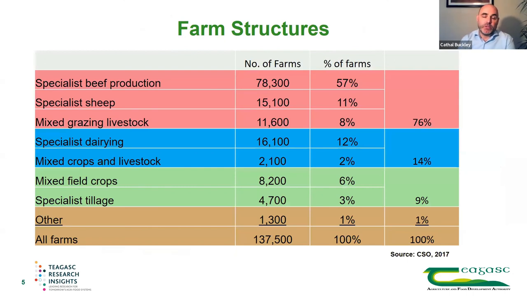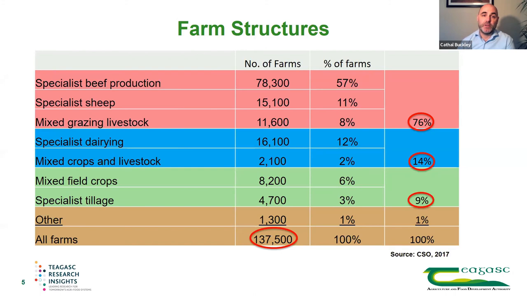Okay, in terms of farm structures, in the last farm structural survey in 2006, there were just above 137,500 farms registered in Ireland. The vast majority of them, in the red, fall into the livestock rearing category, rearing cattle or sheep, 76%. About 14% are milk production, either specialist or on dairy with another enterprise.